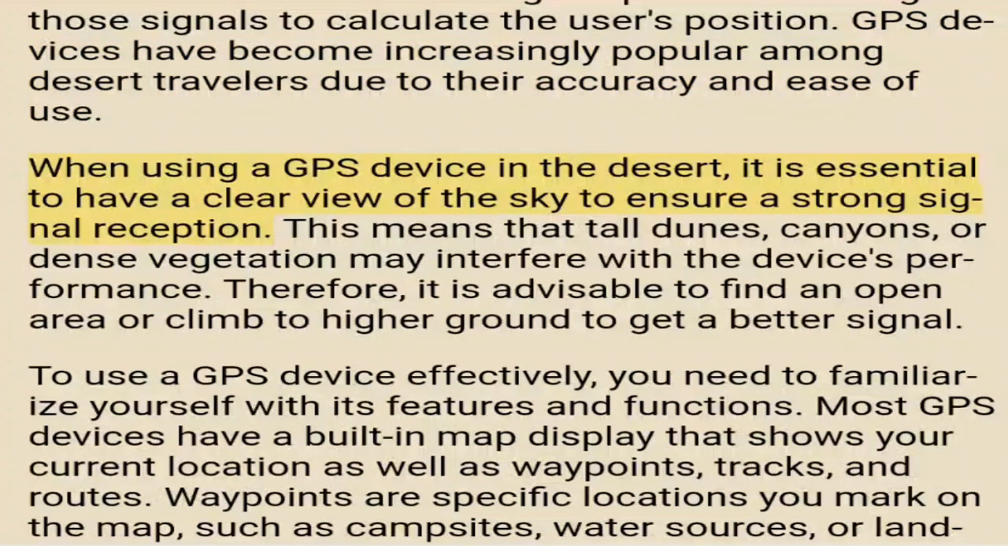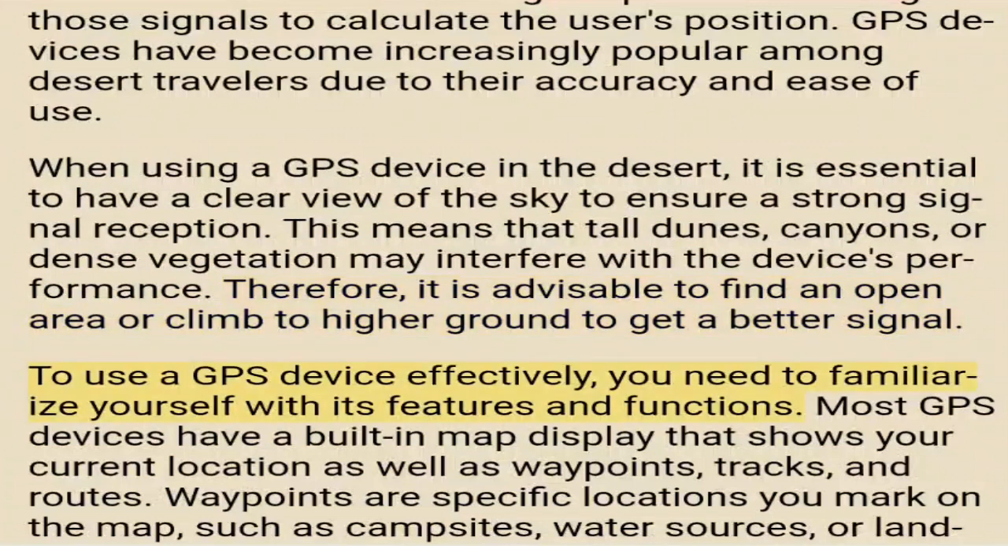When using a GPS device in the desert, it is essential to have a clear view of the sky to ensure a strong signal reception. This means that tall dunes, canyons, or dense vegetation may interfere with the device's performance. Therefore, it is advisable to find an open area or climb to higher ground to get a better signal.